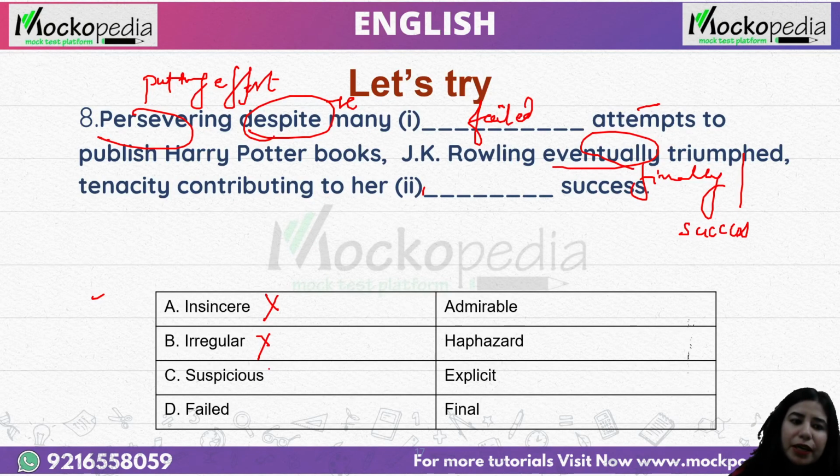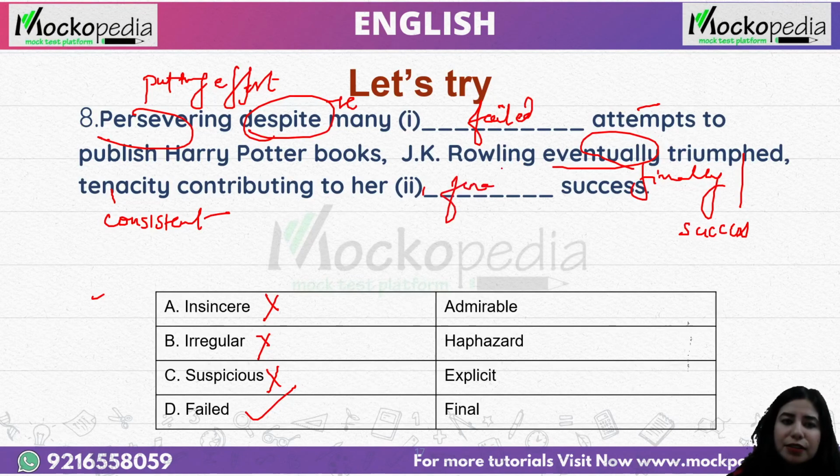Irregular can be eliminated. Suspicious, so failed absolutely matches, and that's how we are able to reach the right answer. But tenacity is where you are not giving up, when you are sincere and efforts are consistent, right? So consistent efforts contributing to her final success or resultant success, right?